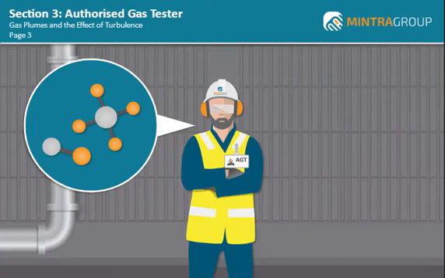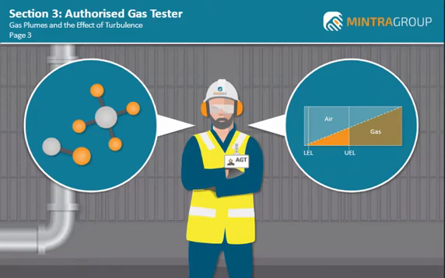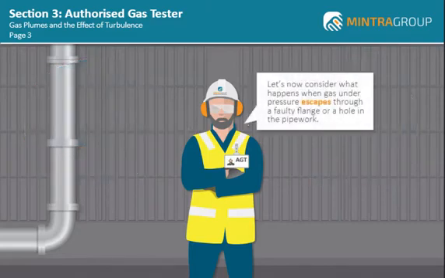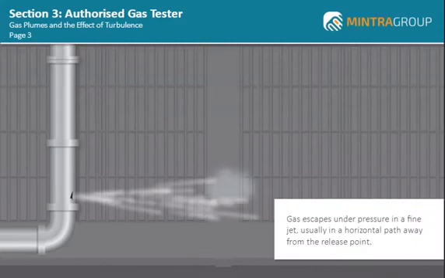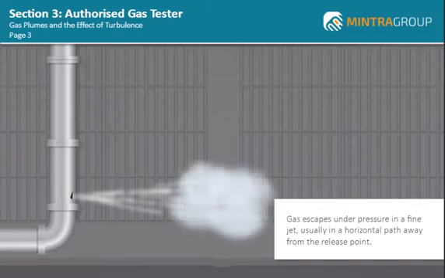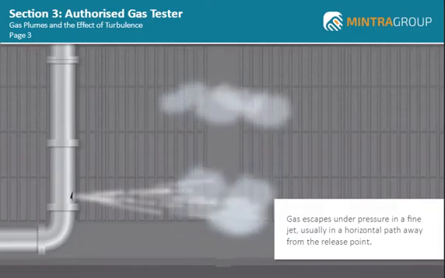We learnt earlier about the movement of gases in the atmosphere, and we also know that gas and air must mix in a certain ratio before it has the potential to create an explosive atmosphere. Let's now consider what happens when gas under pressure escapes through a faulty flange or a hole in the pipework. The gas escapes under pressure in a fine jet, usually in a horizontal path away from the release point. But gradually, if it is a light gas, it will start to rise. As the velocity of the gas release reduces, the gas plume will spread out as it moves upwards.